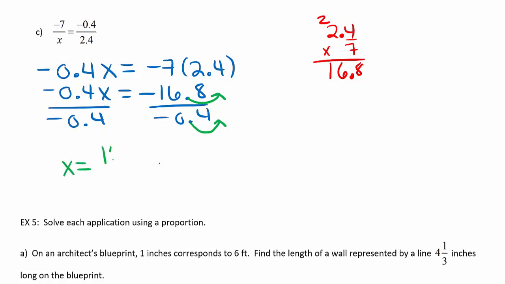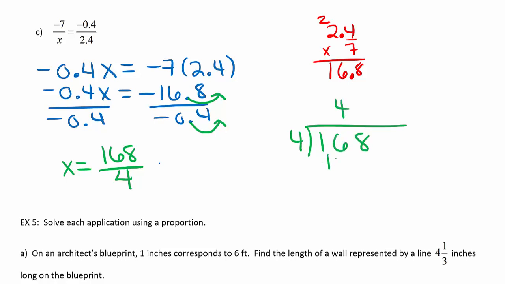So now I'm left with 168 divided by 4, and it is going to be positive because I'm dividing two negatives. 4 goes into 16 exactly 4 times. Oh, and 4 goes into 8 exactly 2 times. So my answer is 42.